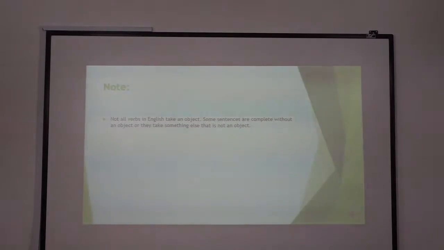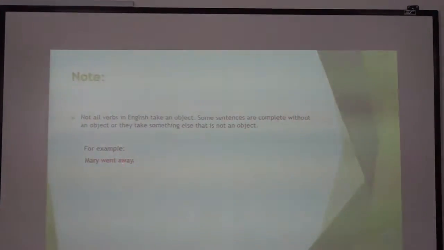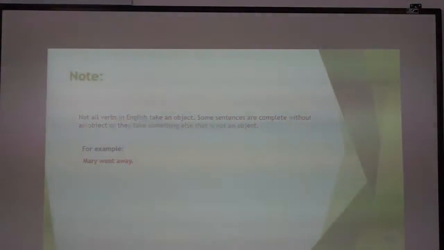However, there are a few things we must note, that not all verbs in English take an object. Some sentences are complete without an object, or they take something else that is not an object. For example, Mary went away. When you look at this sentence, we have our subject Mary, our verb went, and then we have away. Away here is not an object. An object has to be a noun or a pronoun.